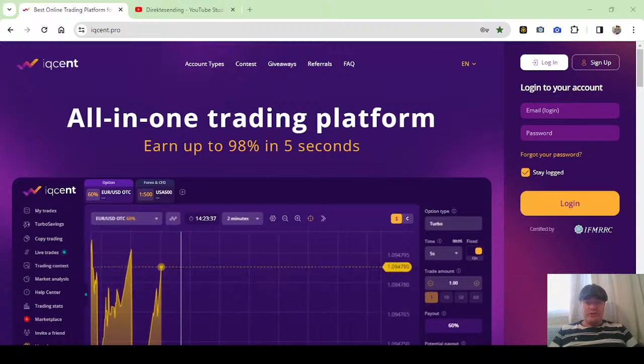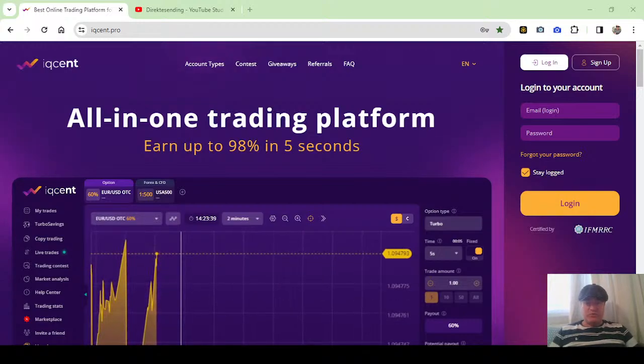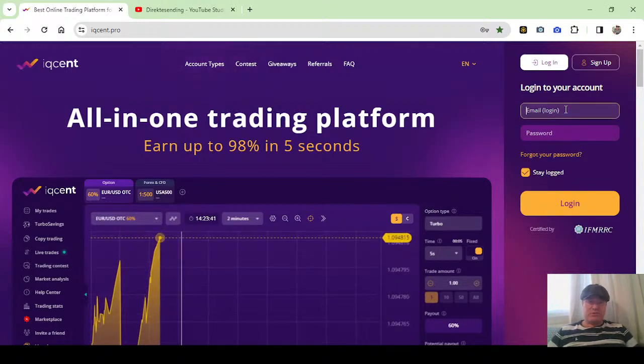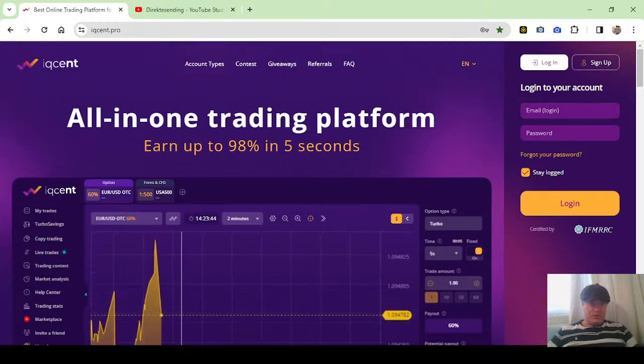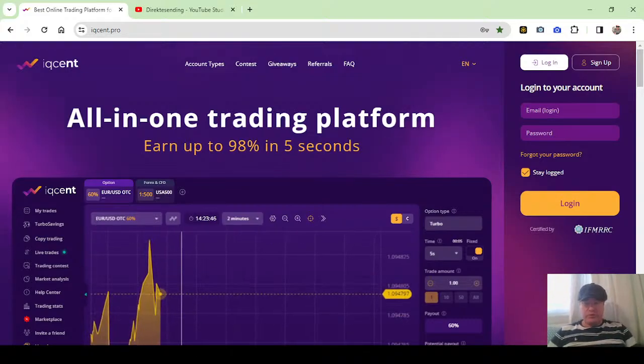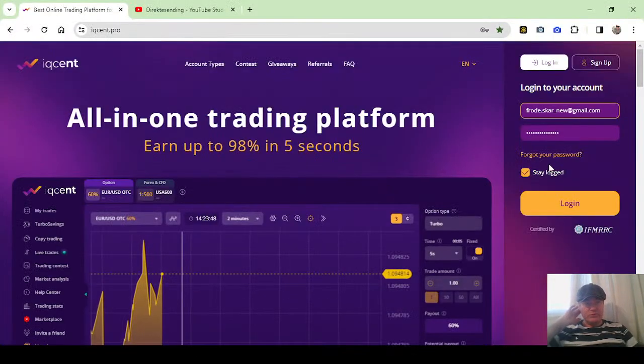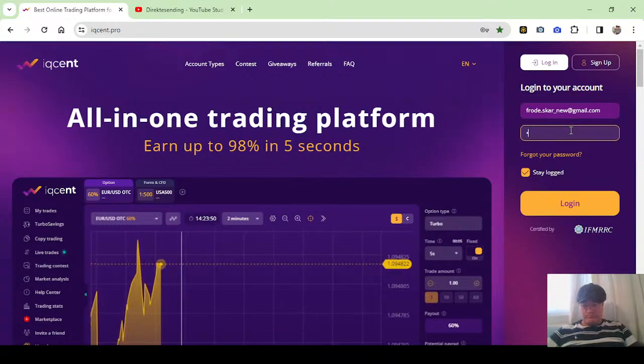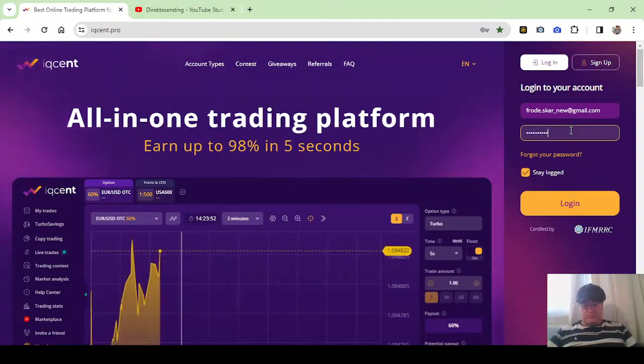I will now log in and we will continue to see which of the three strategies is better. So now let me log in here. Like that.